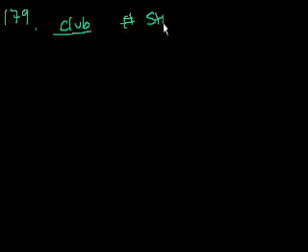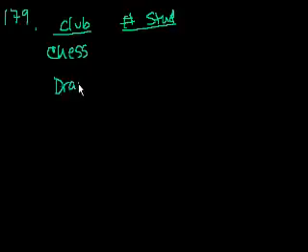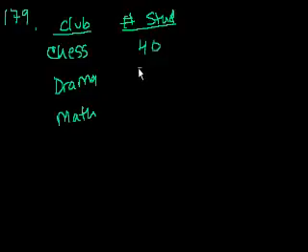Problem 179. I'll switch colors to ease the monotony. 179. The table above shows the number of students in the 3 clubs at McAuliffe School. So let me write the table. So they have the club, and they say the number of students. And then you have the chess, drama, and math clubs. Chess club has 40 students, drama has 30, and math has 25.